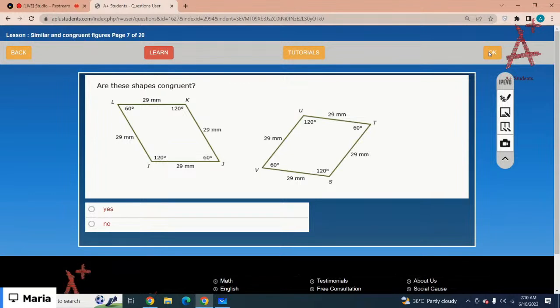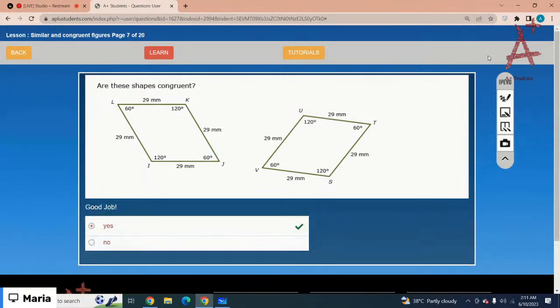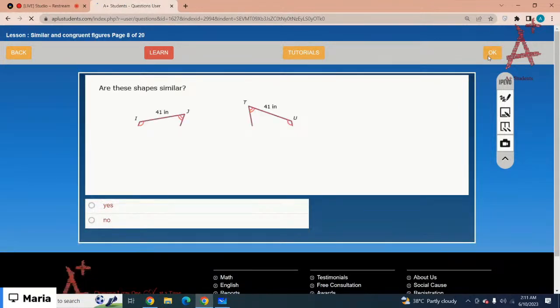Okay, the next one is, are these shapes congruent? So you have to look if they are congruent. If you just rotate this one, angle T and angle L are congruent, K and U are congruent, S and I are congruent, and B and J, yes. So yes, they are exactly congruent. Got it? Okay, you can complete the test by yourself later today. Let me just move on to the next lesson.